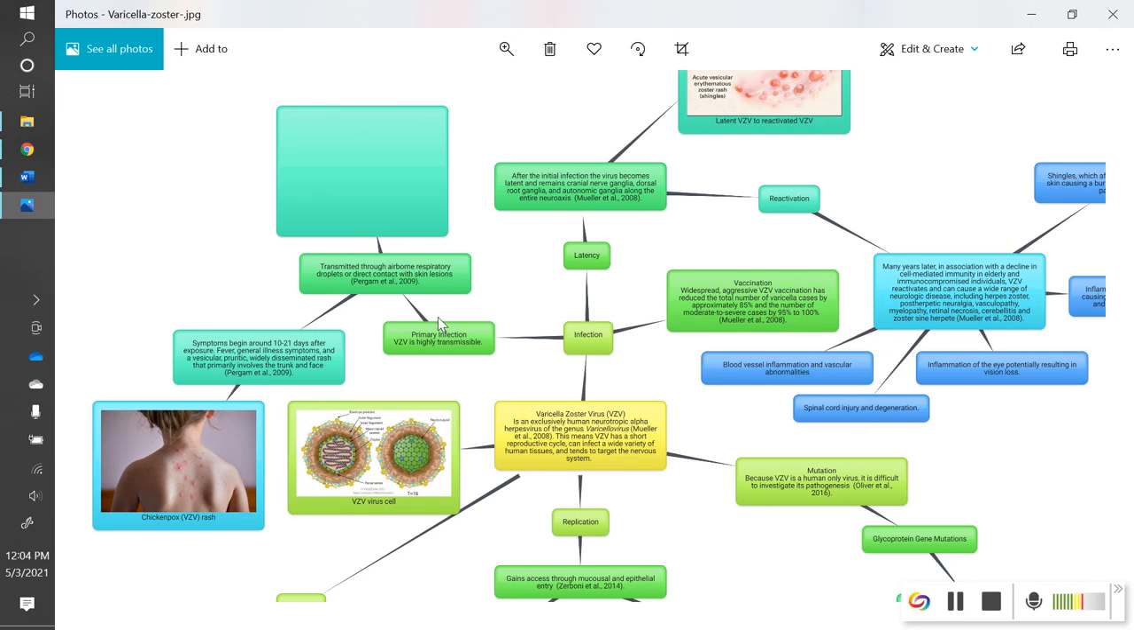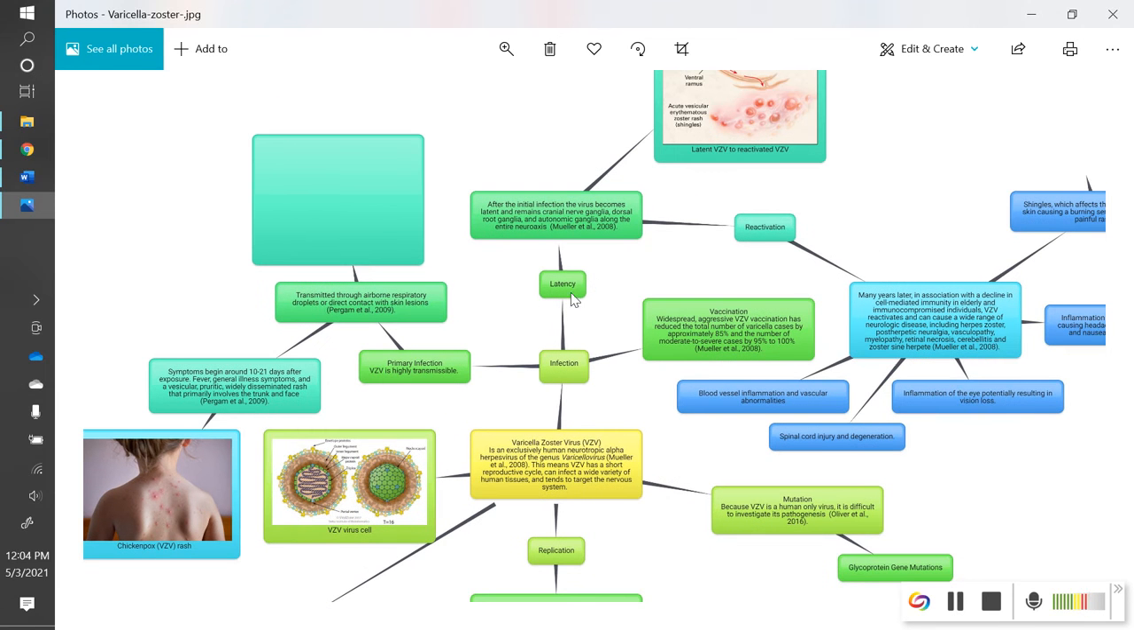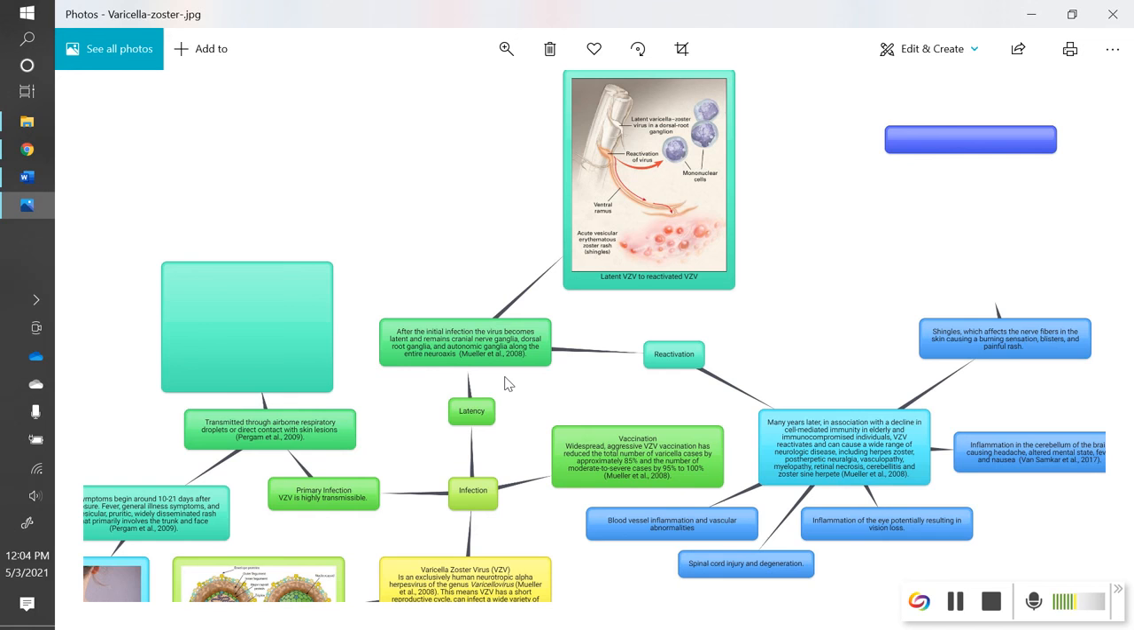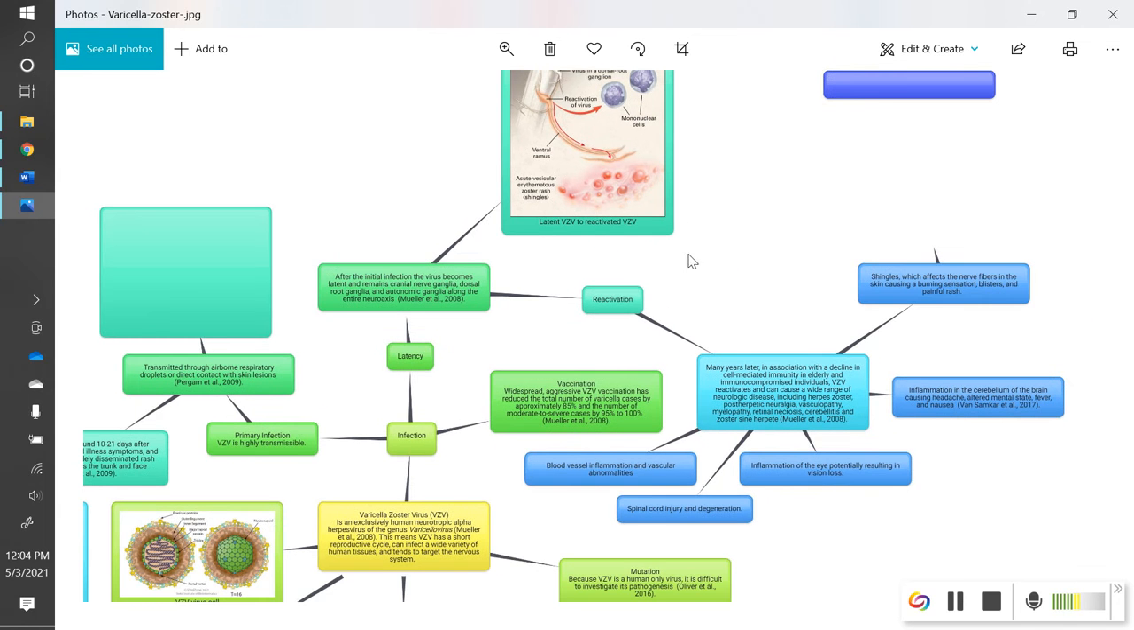Once you've been infected, about 10 to 14 days later, you should heal, and then the virus becomes latent, which means it still remains in your body, but it's not active. And this particular virus sits in the cranial nerves, the dorsal root ganglia, and a lot of different nervous ganglia, I guess you could say.